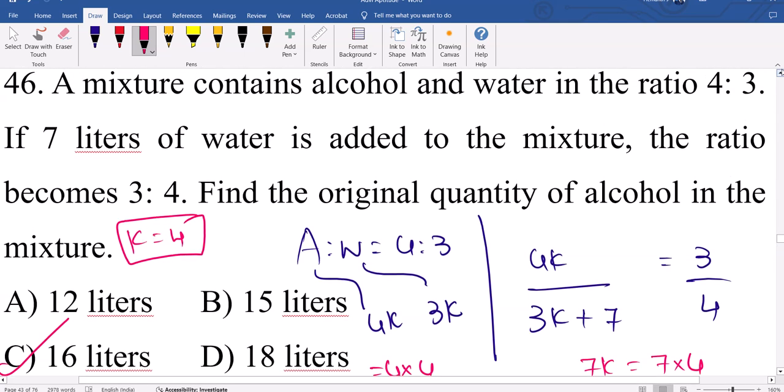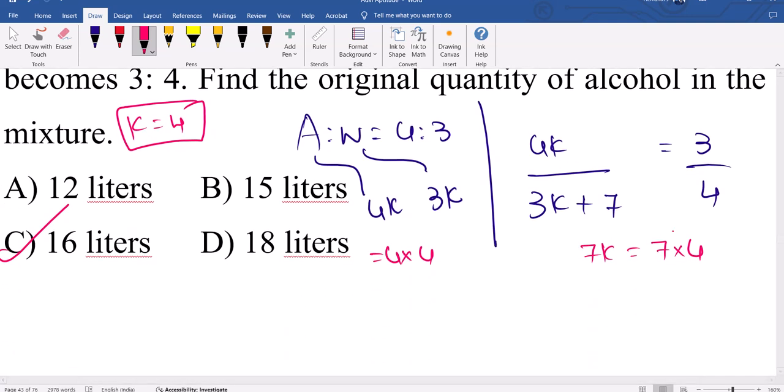See this? 4:3, we are taking 4K, 3K. Now water is added, the ratio becomes 3/4. Now the question is regarding alcohol, we can see 4 into 4, 16. Right, so let's see about the next one.